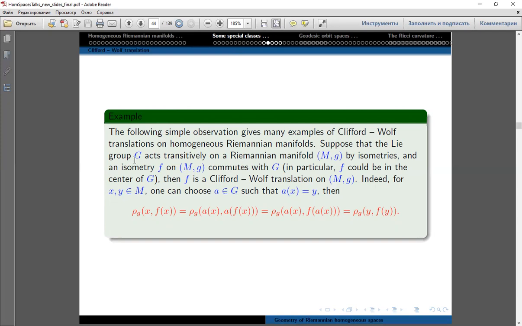Example. The following observation gives many examples of Clifford-Wolff translations on homogeneous Riemannian manifolds, just as in the previous example for Killing vector fields of constant length. Suppose that a Lie group G acts transitively on a given Riemannian manifold (M, g) by isometries, and some isometry F commutes with this transitive group G. Then F is a Clifford-Wolff translation. Why? This is a very short proof. Indeed, for any points x, y in M, we can choose the element A from G such that it moves x to y, because of the transitive action.